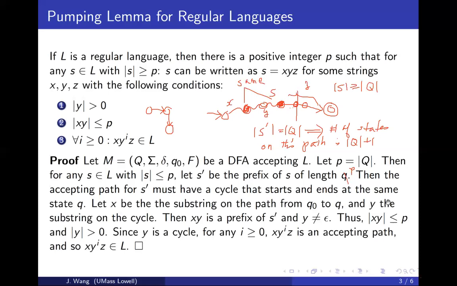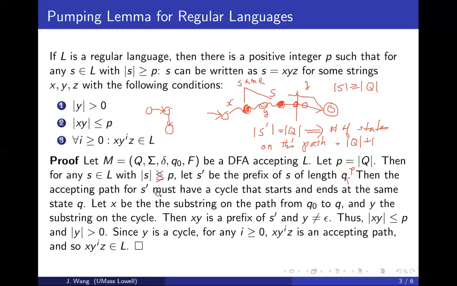So now let's look at this writing. Because we have a DFA that accepts L, we let p be the number of elements in Q. That means the number of states contained in M. Then for any S in L, when the size of S is greater than or equal to p, let S prime be the prefix of S of length exactly p, which is the size of Q.